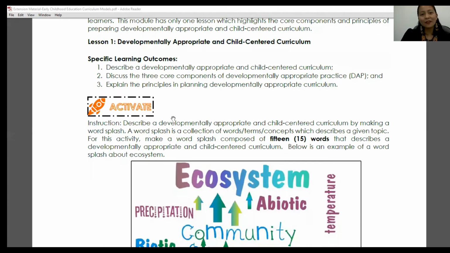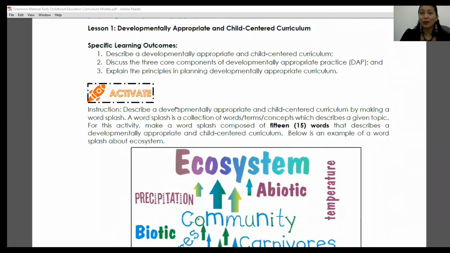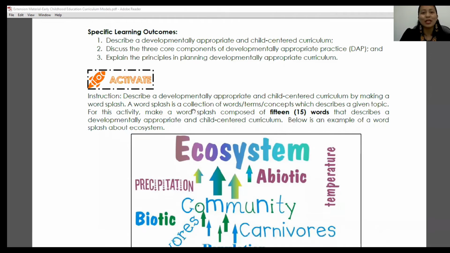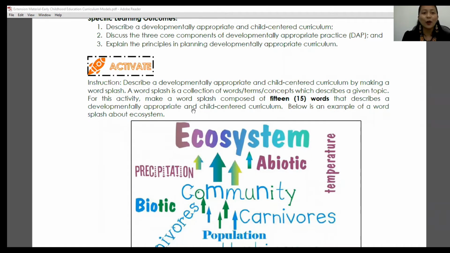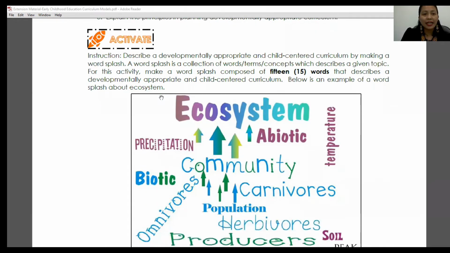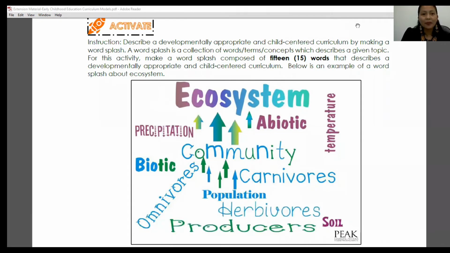Okay, the first part of this lesson is the first A, and that is activate. You're going to do this first activity in your printed module. The instruction for this activity is to describe a developmentally appropriate and child-centered curriculum by making a word splash. So what is a word splash? A word splash is a collection of words, terms, and concepts which describes a given topic.